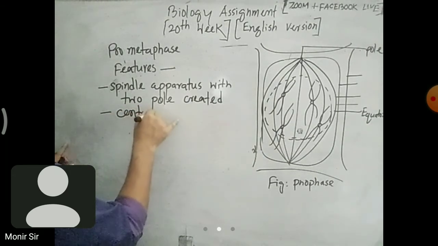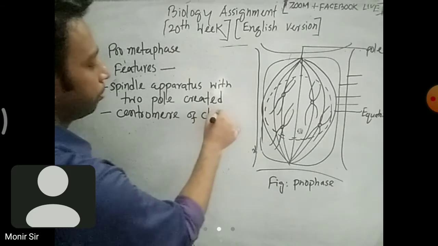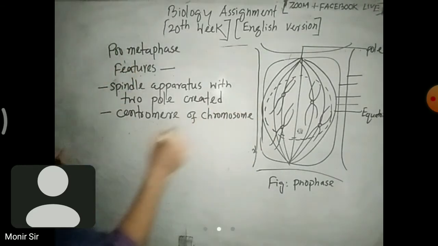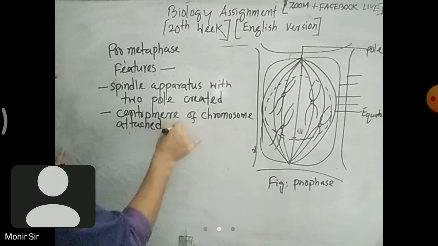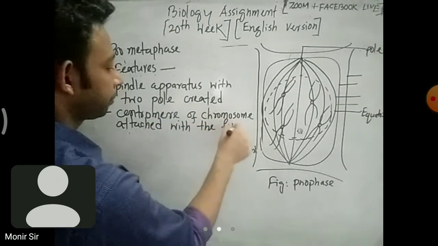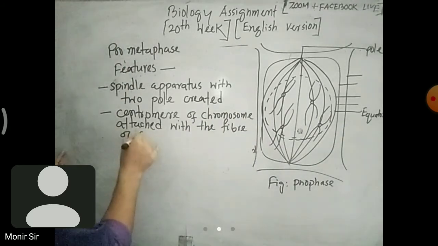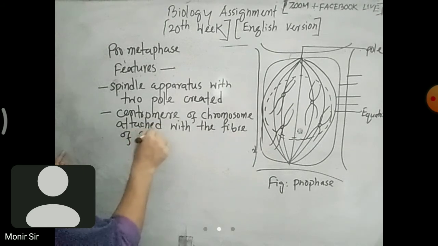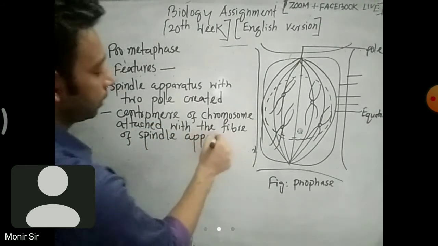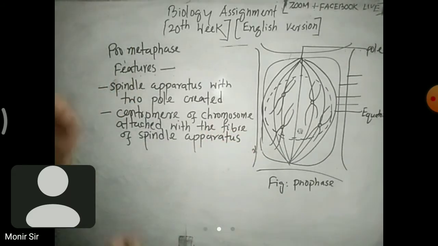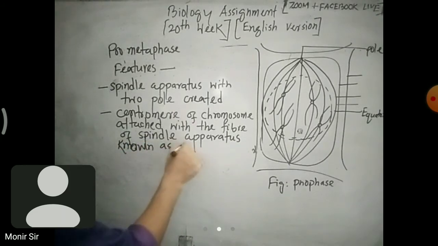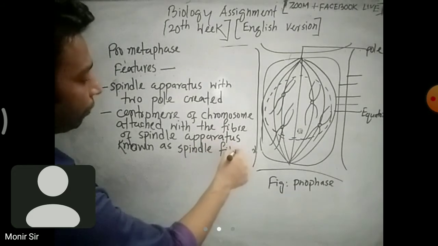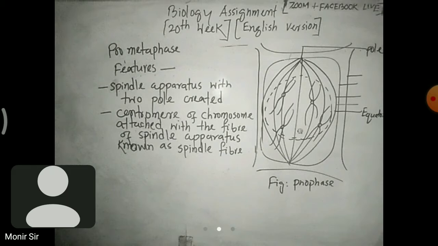Centromere of the chromosome attached with the fiber of the spindle apparatus, known as spindle fiber or chromosomal fiber, we can write in there.